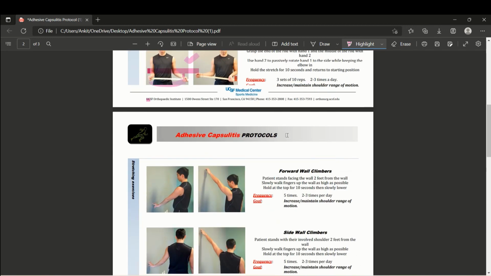So I hope with this you guys are clear with the adhesive capsulitis management physiotherapy protocol.